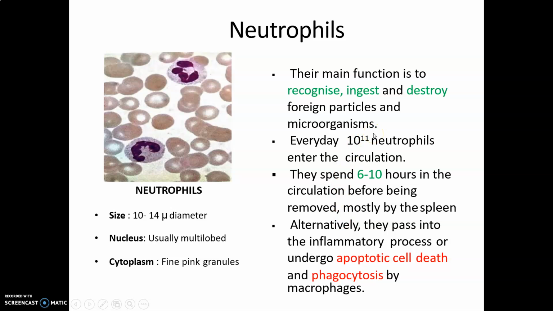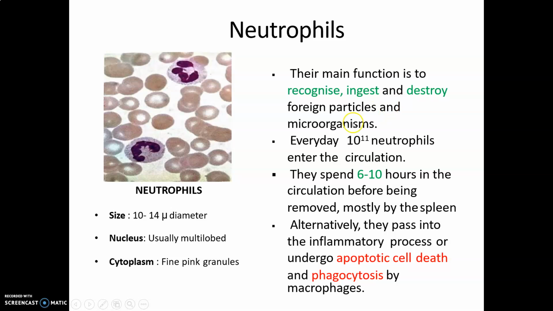Now let's discuss the different types of leukocytes in detail. Now first we discuss neutrophils. As I told you, they can be stained with either acidic or basic, or both types of dyes, so they are called neutrophils.